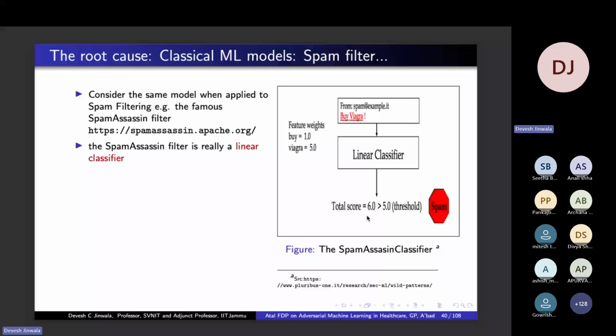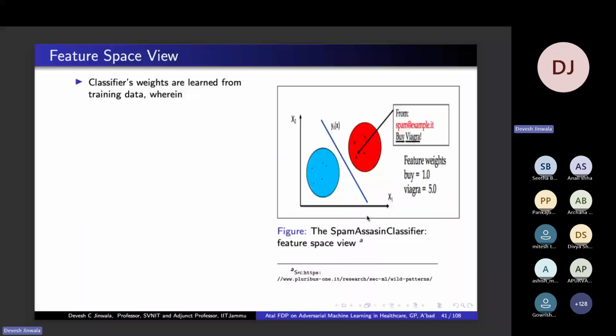So you could see this example. The incoming mail consists of spam@example.it, and it consists of the words buy Viagra. Then the feature weights, as I showed earlier, were 6, and therefore it would be categorized as a spam mail, what is shown by red here.